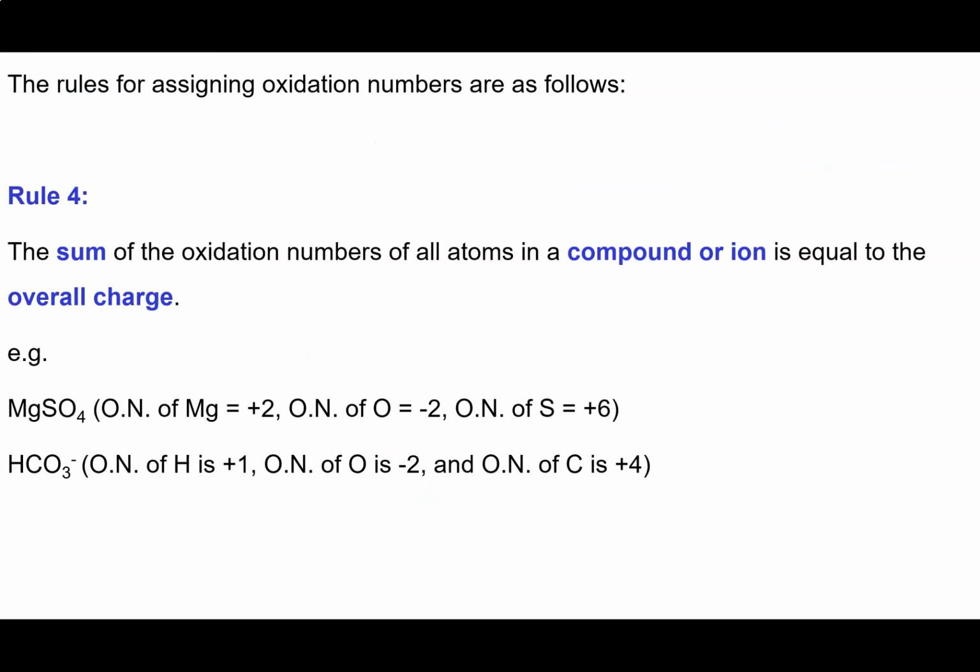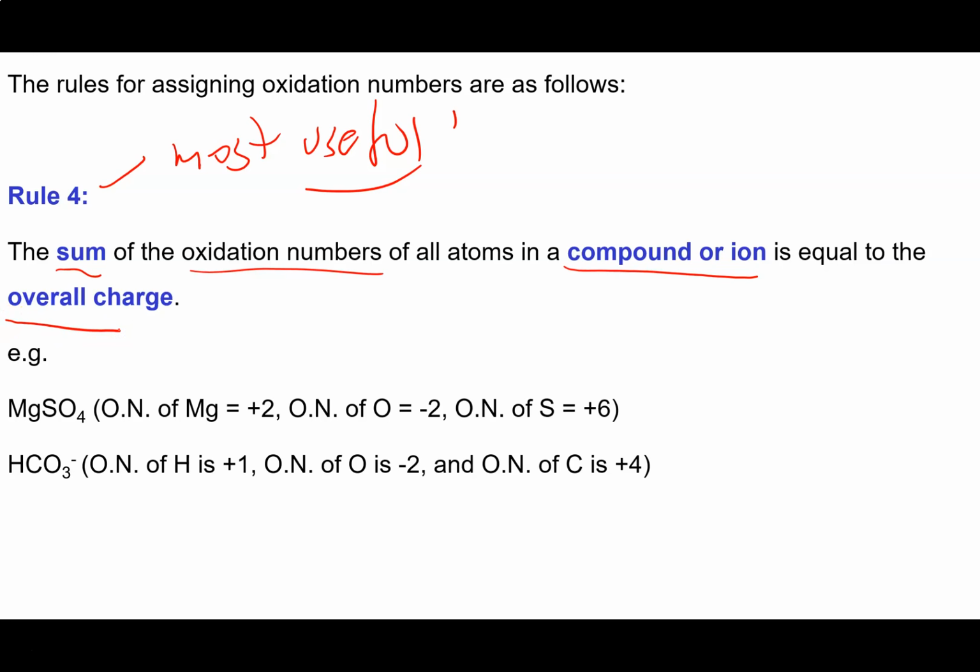Okay, our final rule, and I'm going to give this in 2 parts, is pretty simple. This is arguably the most useful of all of the rules. It says the sum of oxidation numbers of all atoms in a compound or ion is equal to the overall charge. So for compounds, the overall charge is 0, and then for a polyatomic ion, the charge is going to be written up there in the top right corner, isn't it?